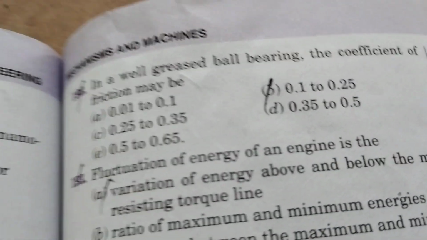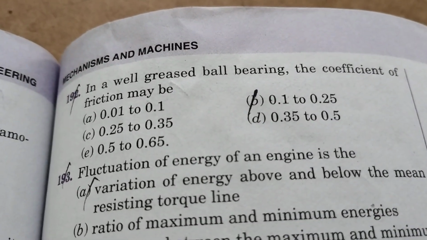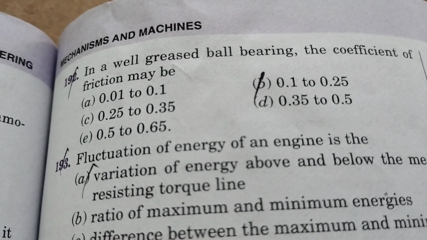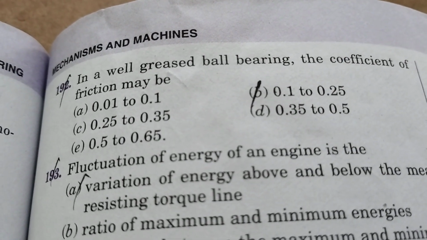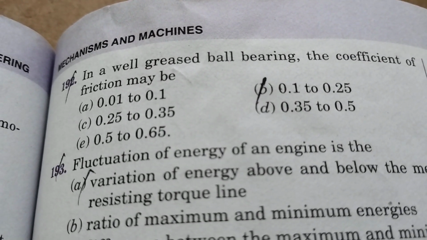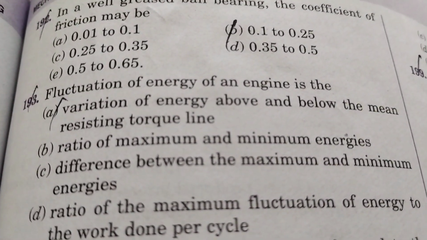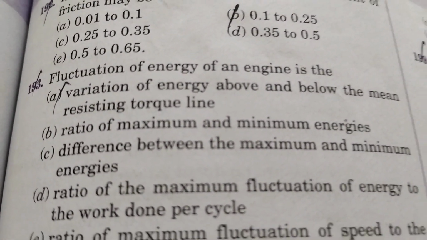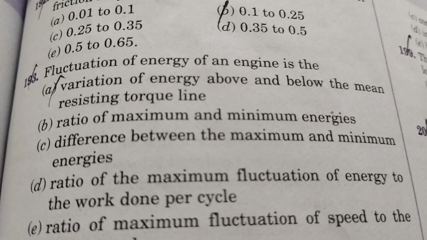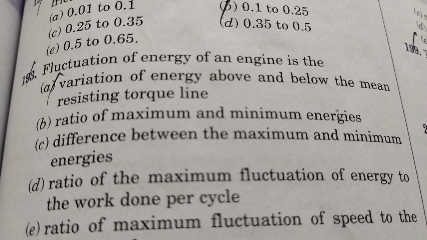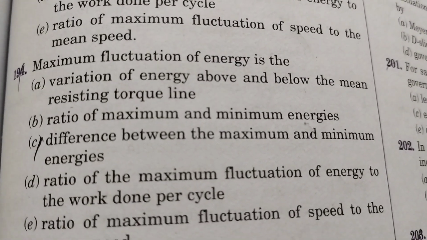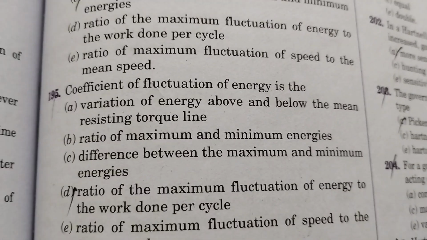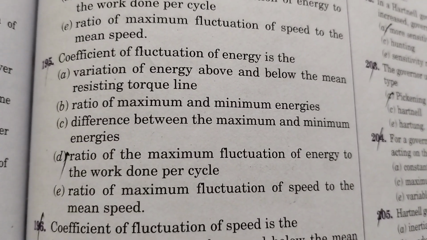For well greased ball bearings, the coefficient of friction may be 0.1 to 0.2. Fluctuation of energy of an engine is the variation of energy above and below the mean resisting torque line. Maximum fluctuation of energy is the difference between the maximum and minimum energies. Coefficient of fluctuation of energy is the ratio of maximum fluctuation of energy to the work done per cycle.